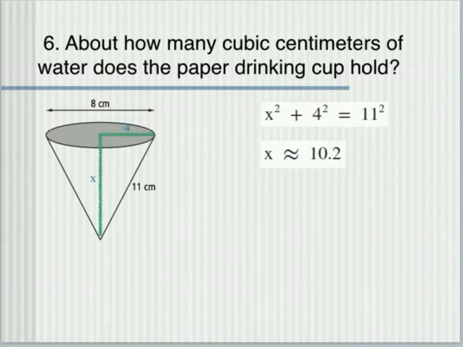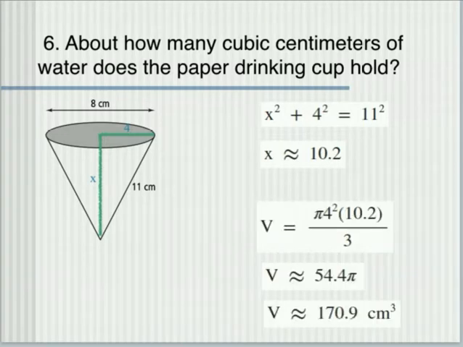Pause here and now plug everything into your formula for cone volume and see what you get. You should get around 54.4 pi. Now you're not quite done, because this is a word problem that's asking how many cubic centimeters of water a paper drinking cup holds, implying that they don't want it in terms of pi, they want something more useful in reality. So actually take 54.4 and multiply by pi.